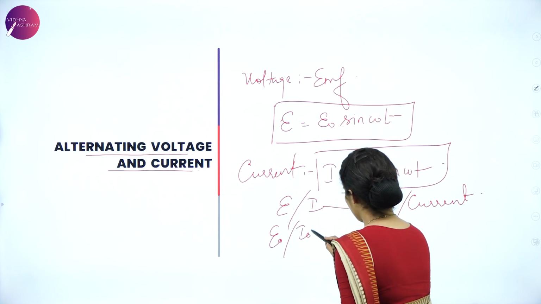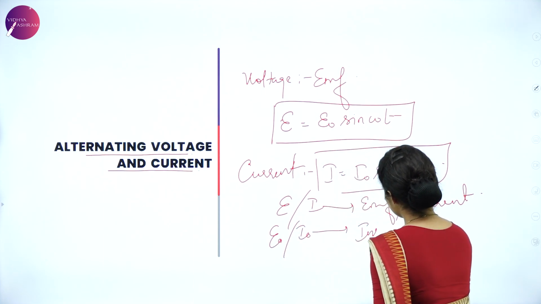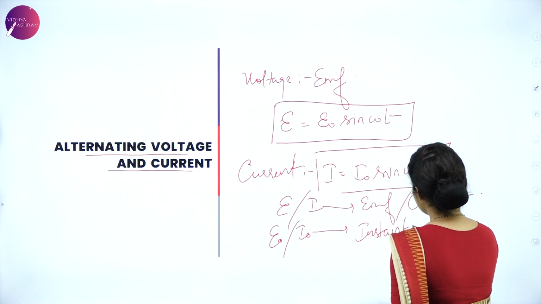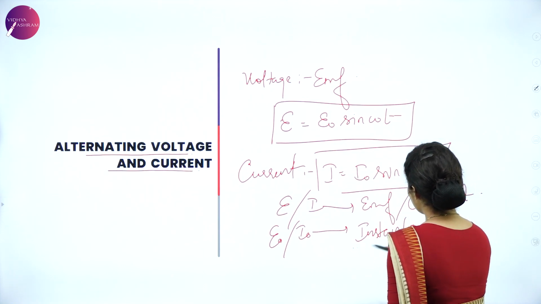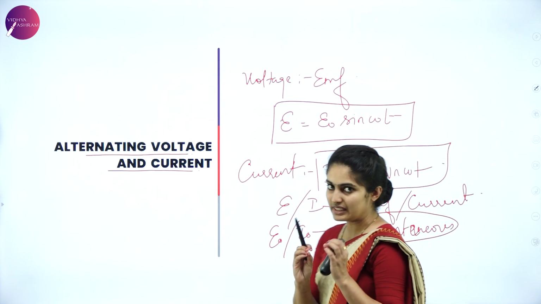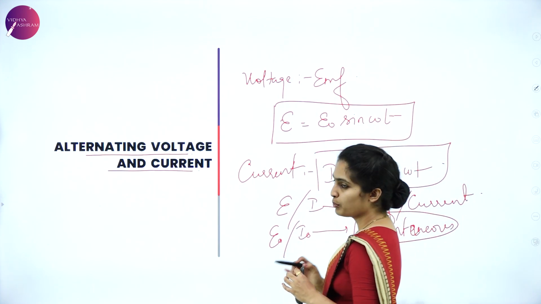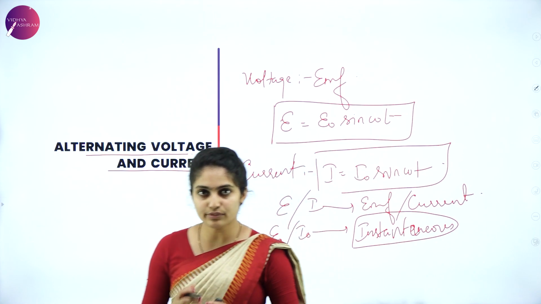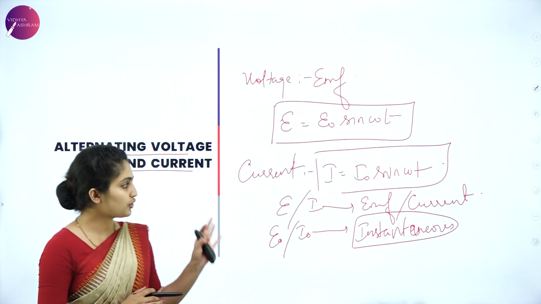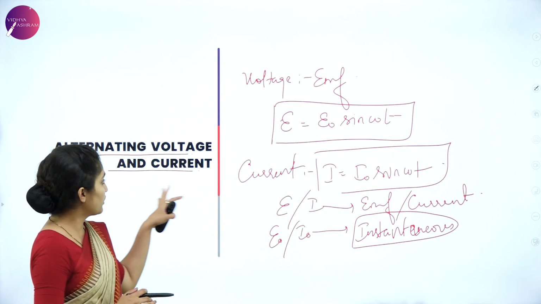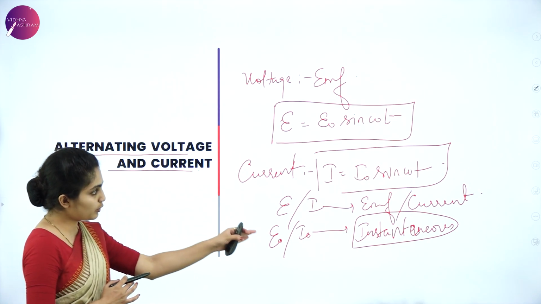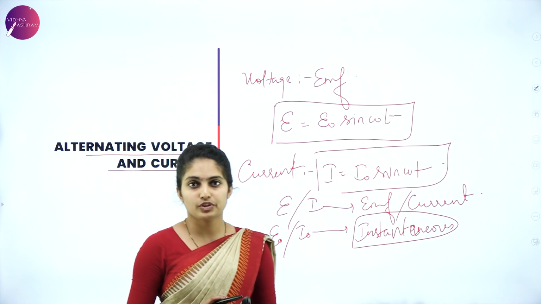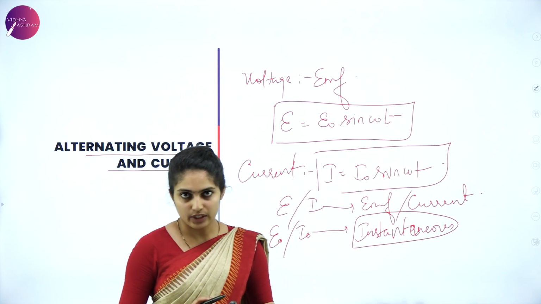Epsilon naught and I naught are known as the peak values. Epsilon and I are instantaneous values, which happen at a certain instant of time, and omega t is the phase angle. Sine is the function of the wave. So that is all about your alternating voltage and alternating current. With the help of these two, we are going to derive certain sets of equations.